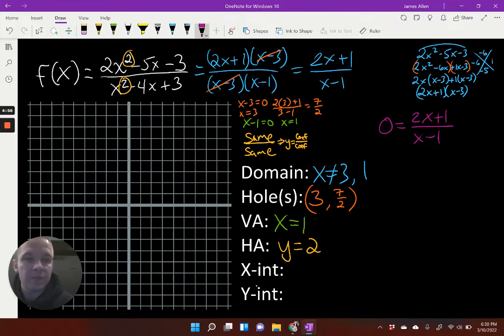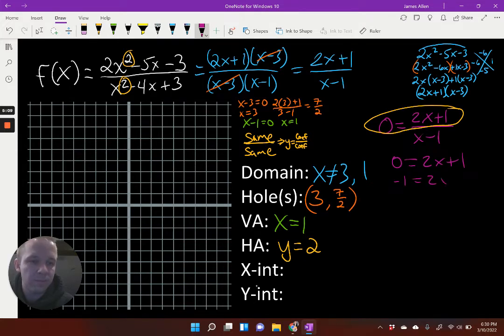So really, I'm just going to take a look at my numerator and set that equal to 0. So I'll have 0 equals 2x plus 1. If I subtract 1 and divide by 2, I'm going to get x equals negative 1/2. So my x-intercept is going to be negative 1/2, and my y-coordinate, of course, is 0.